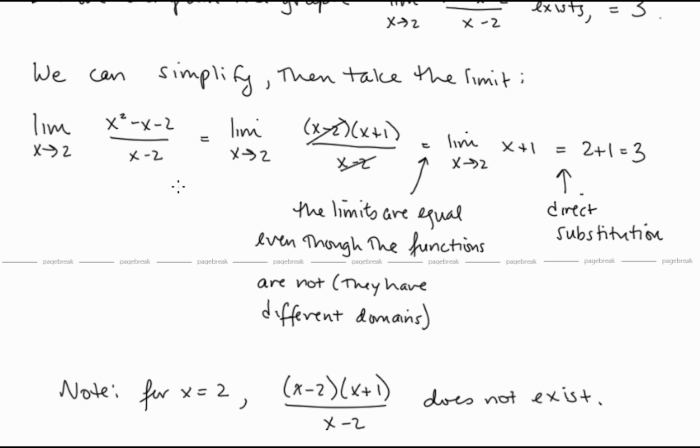So if we're taking the limit of a rational function, and we know that this number is not in the domain of the rational function, we first want to see if we can factor and cancel. And then, if we can, just plug in.